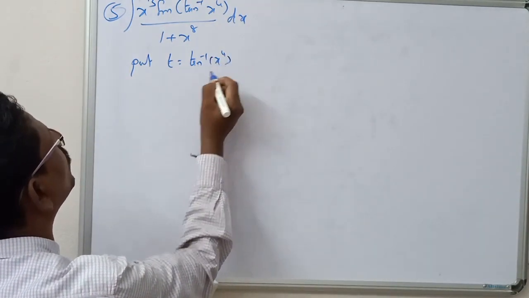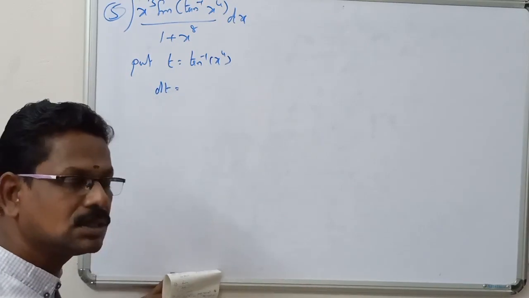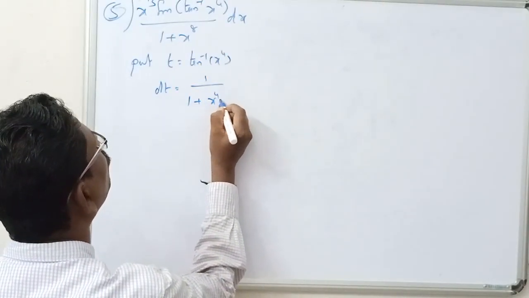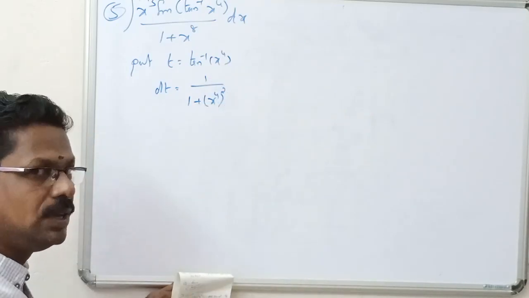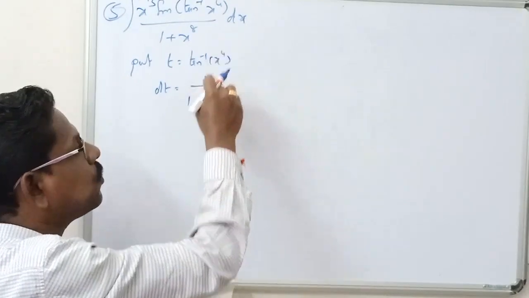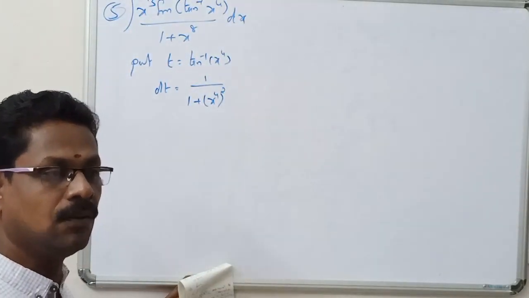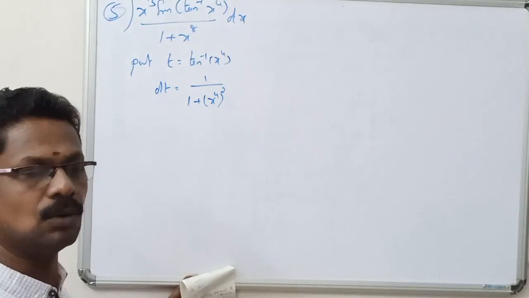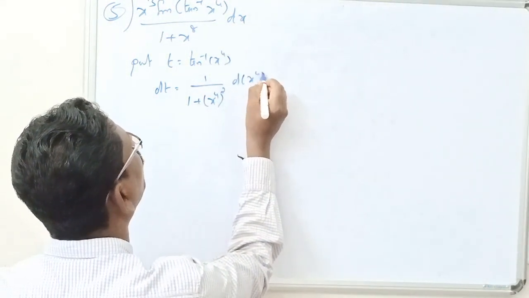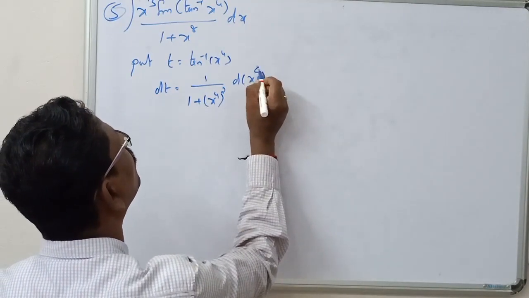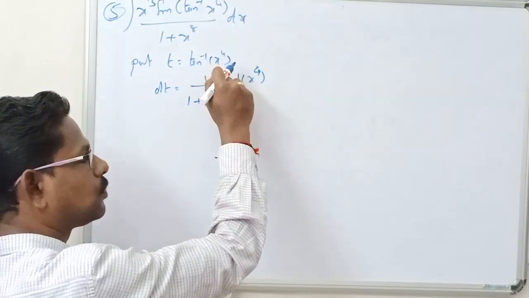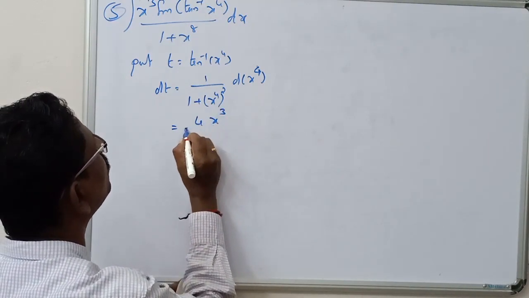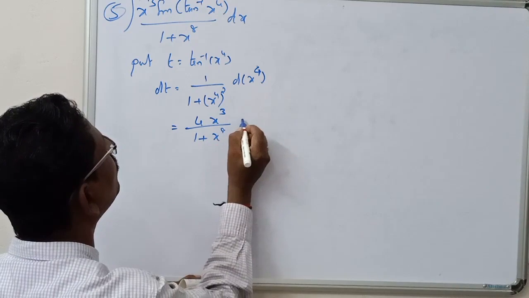Now you want to differentiate. dt equals, what is the differentiation of tan inverse x? 1 by 1 plus x square. So 1 by 1 plus x power 4, the whole square. Now we are taking x power 4 as x. So what is the function rule? When we differentiate, we differentiate the second function and multiply it to the function. So here, differentiation of x power 4 is 4x cube. So 4x cube divided by 1 plus x power 8 into dx.